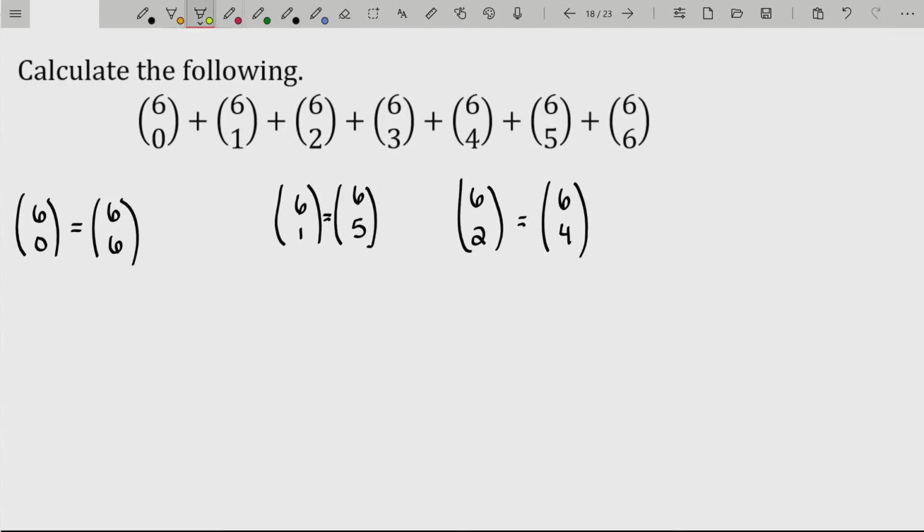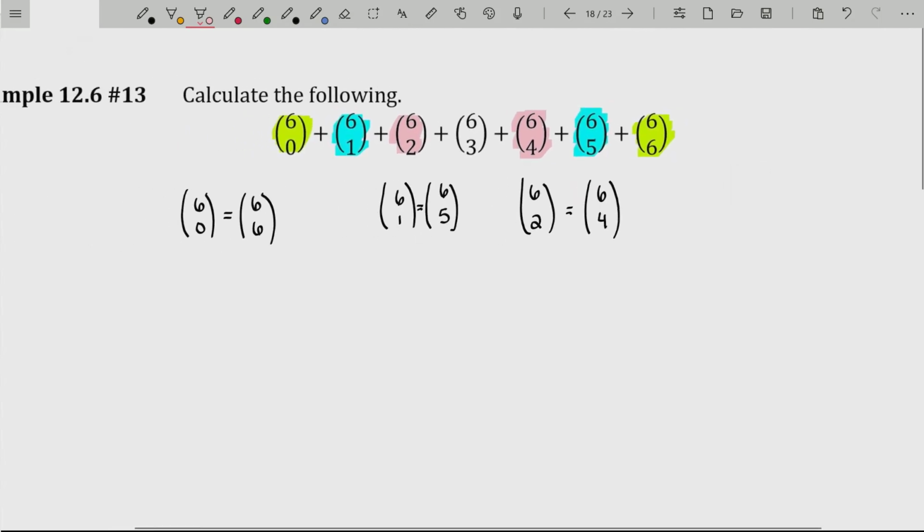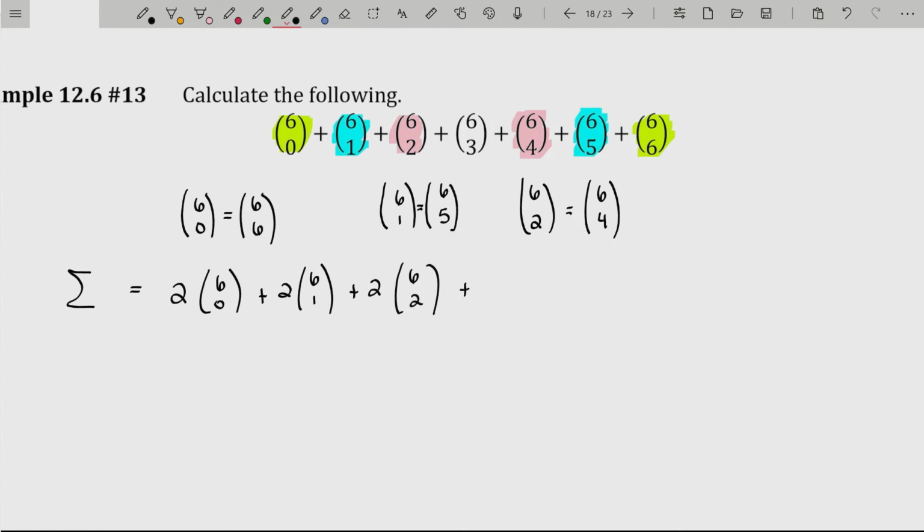So if I highlight the things that are the same, those two are the same, these two are the same. They don't cancel because you're adding them up, they just double up. And these two are the same. The middle one is kind of the oddball because there's nothing that matches that. So this summation is twice 6 choose 0 plus twice 6 choose 1 plus twice 6 choose 2 plus 6 choose 3.